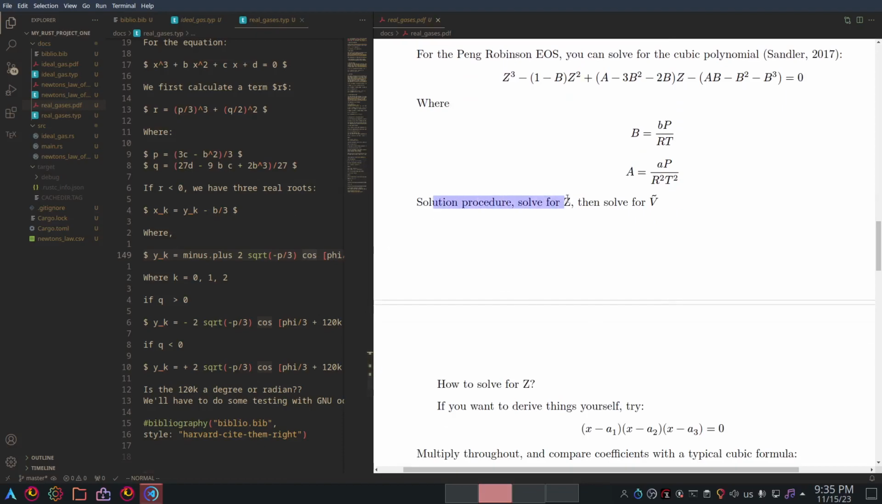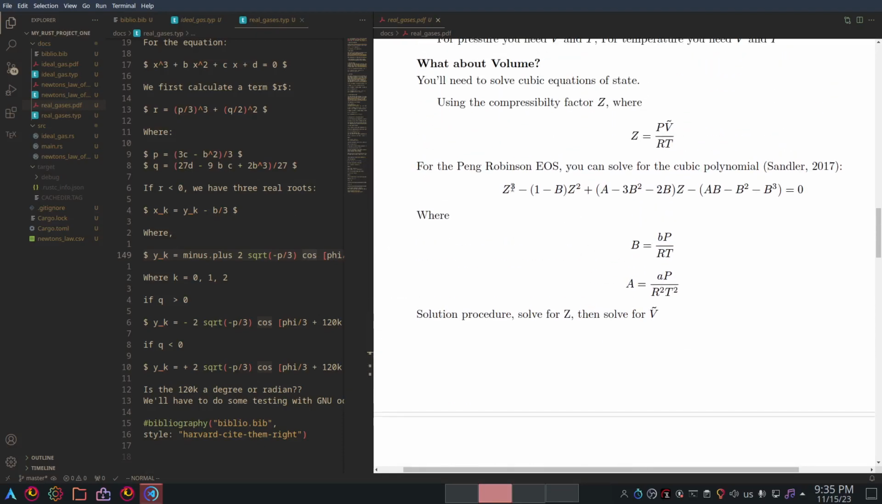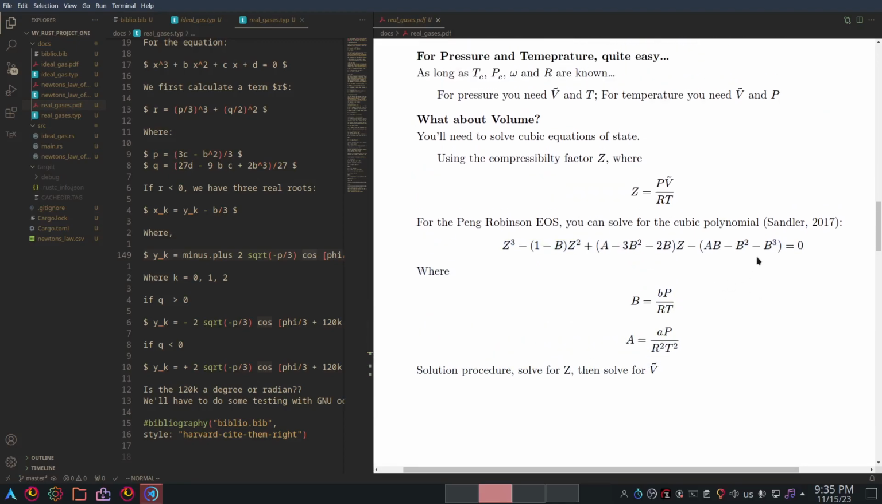So the solution procedure to solve for z. How do you solve for z? You use a cubic equation formula. Because A and B are constants, 1 minus B is a constant. A minus 3B squared minus 2B, these are constants. AB, B squared, B cubed, these are constants as well. So you solve this cubic polynomial and you get out z. Z is PV over RT, right? So once you get z, you know P and you know T and you know R, you will get the molar volume. So the difficult part is actually solving for z.